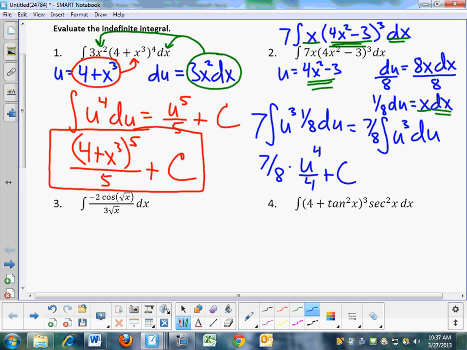Now I can substitute u back in, and what I end up with is the 7 on top times the quantity 4x squared minus 3 to the fourth over 32 plus c. Any questions how I got that?